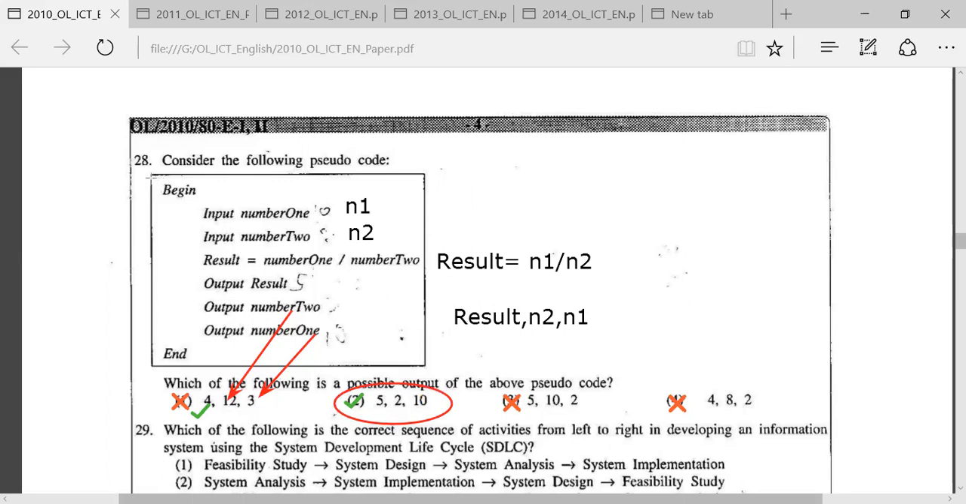It's a very simple and straightforward question, but there's a little bit of confusion about the order. This order is one confusion, and the inputs are another confusion. So you have to convert these lines into symbolic format, then you can find the answer easily. That is the end of the 2010 paper, right?